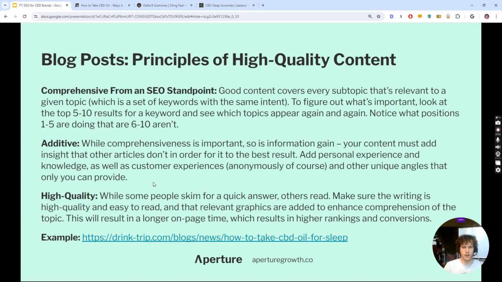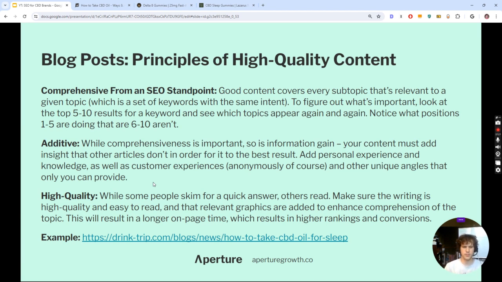Number three, high quality. Some people will skim for a quick answer, but others will read, and you want to make sure that the writing and the content is high quality writing. It's easy to read, and that you also include relevant graphics to enhance people's comprehension of the topic you're covering.